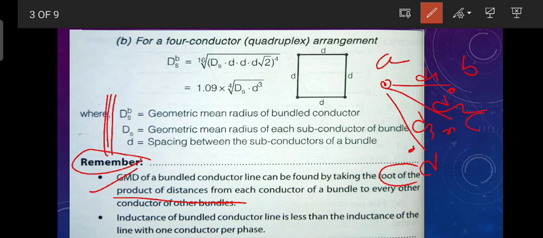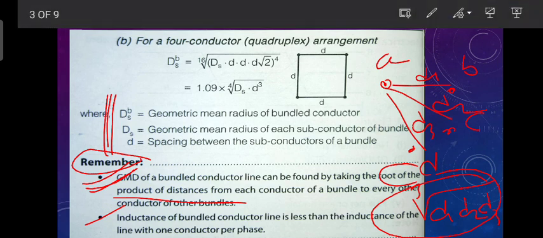So here the geometric mean distance is equal to the cube root of d1, d2 (distance from A to C), and d3 (distance from A to D). Okay, this is your formula. And the inductance of the bundle conductor line is less than the inductance of the line with one conductor per phase.